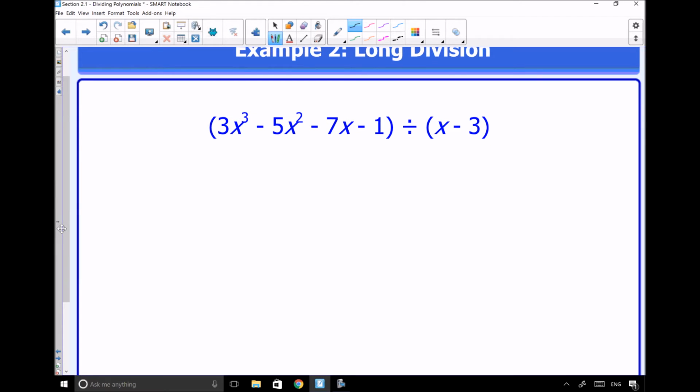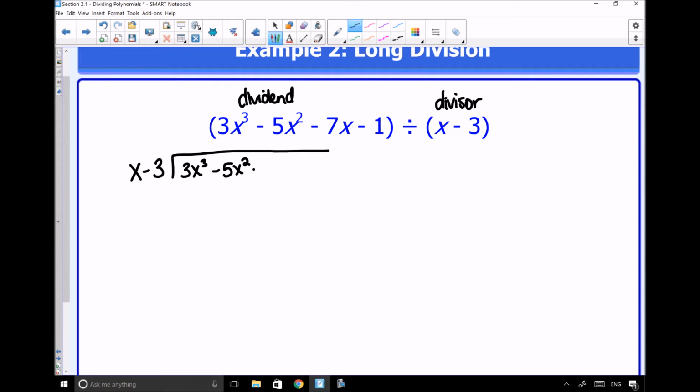Okay. So remember, this right here is called our dividend. All right. And we're dividing by x minus 3. So this is our divisor. Okay. And we're going to use long division to figure this out. So I want to figure out how many times does x minus 3 go into 3x cubed minus 5x squared minus 7x minus 1.